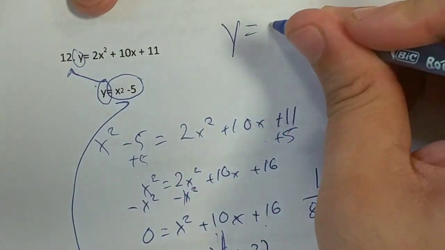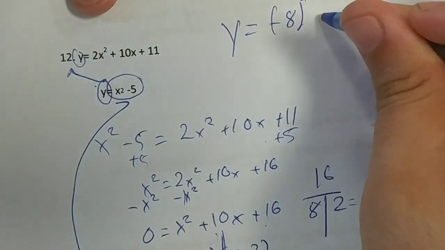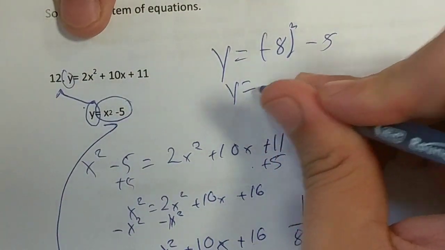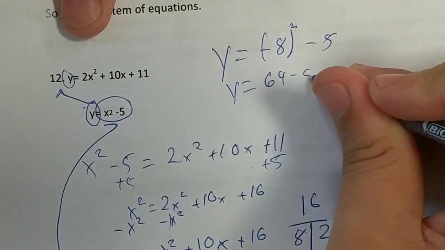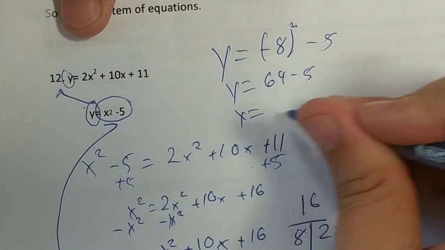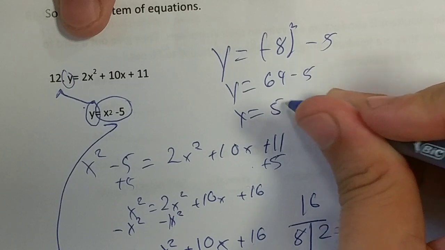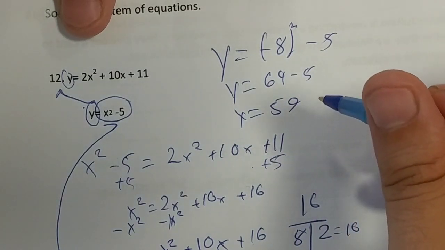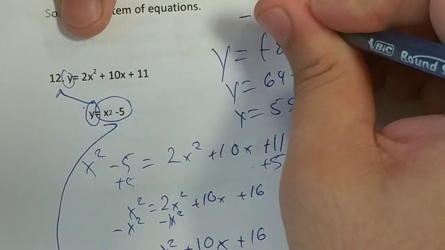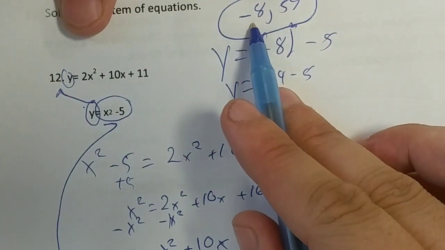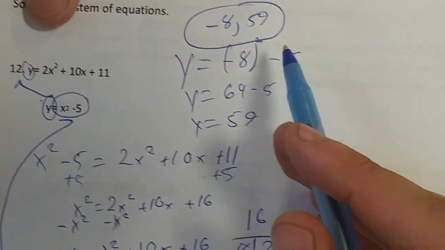So y equals negative 8 squared minus 5. Y equals 64 minus 5. Y equals 59. So your first answer is negative 8, comma 59. Remember, your x goes first and your y goes second.